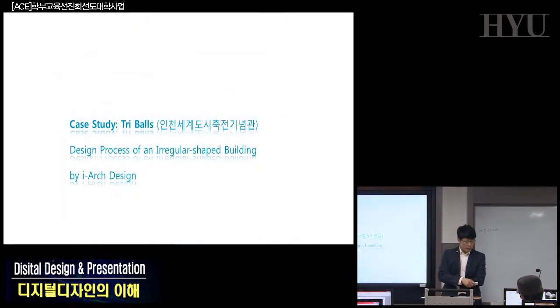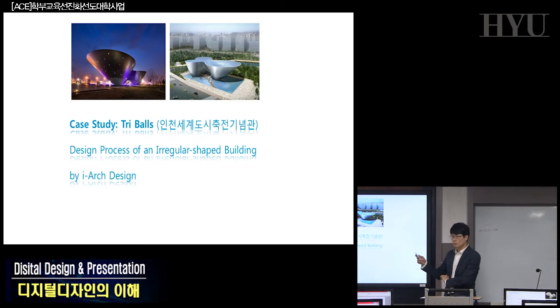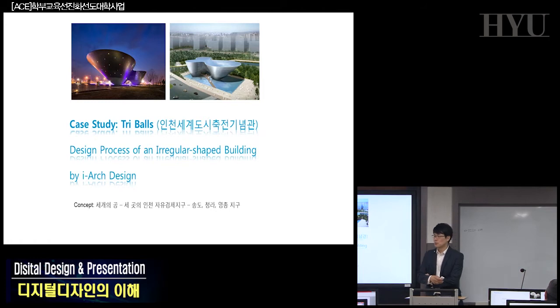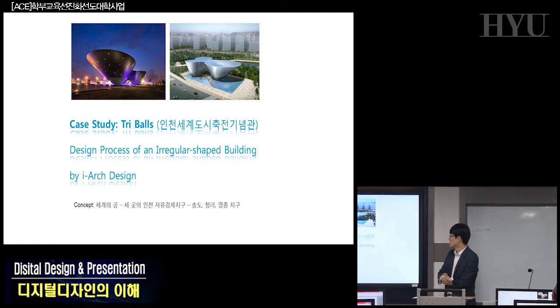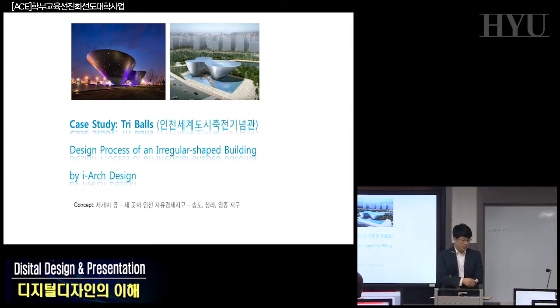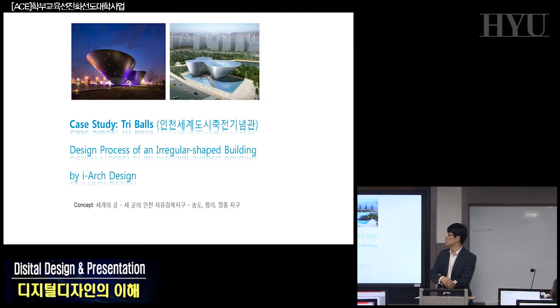Next one is from a professional architecture design firm, iArch Design, which designed this building, Tribals. It looks like that. Probably some of you visited the actual site because it's located in Songdo, Incheon. The concept is simple: tribal, three balls. That means three different areas near Incheon. So it has a kind of half-cut ball shape.